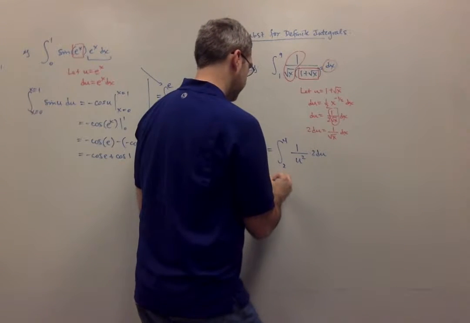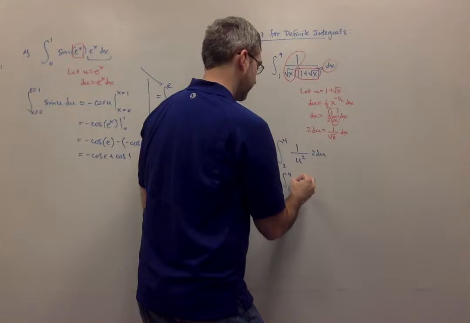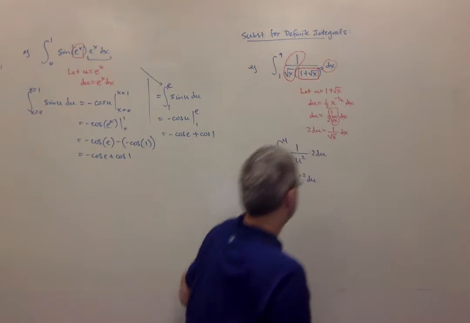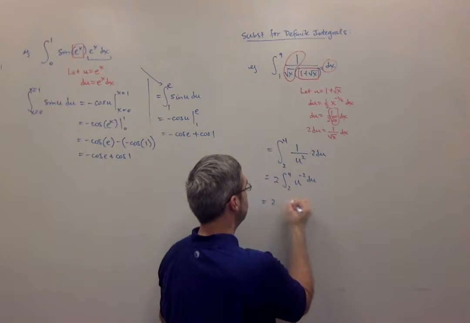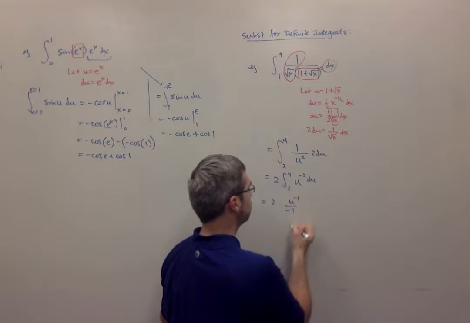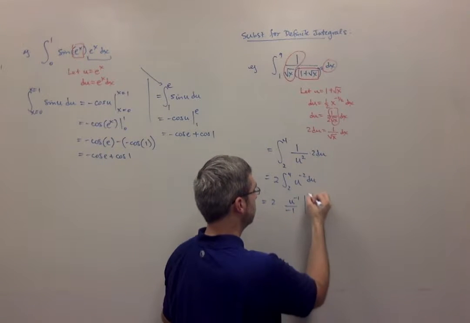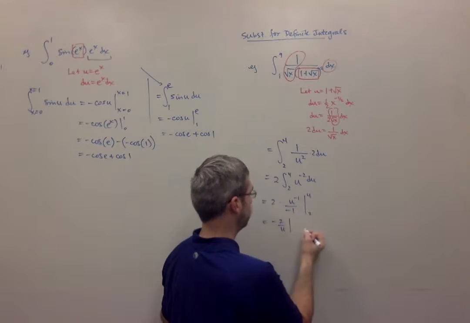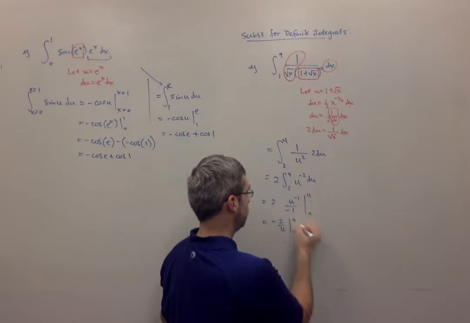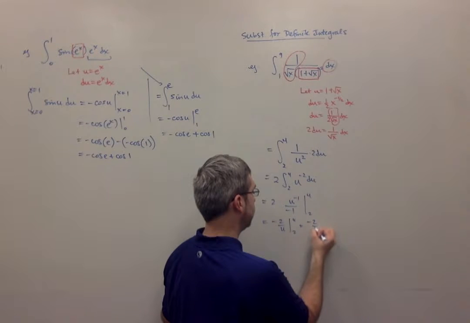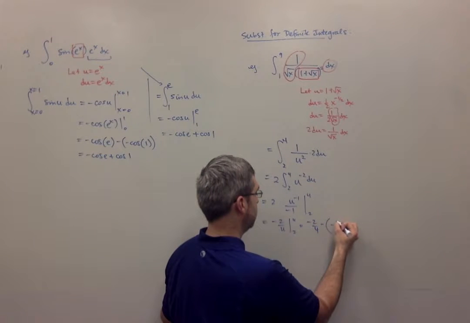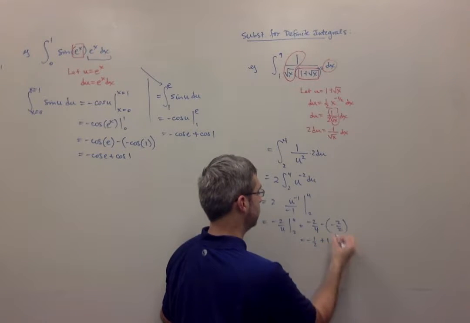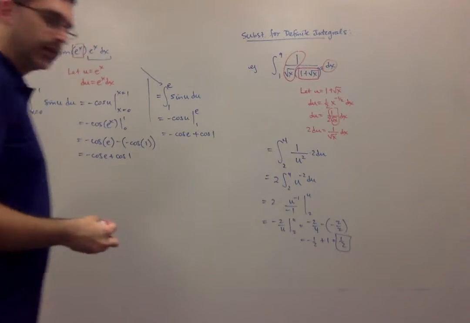Okay, so this is going to be 2, and then I've got u to the negative 2. So the antiderivative of u to the negative 2 is going to be u to the negative 1 over negative 1. In other words, it's going to be negative 2 over u. And we're going to plug in 4. So if I plug in 4, I get negative 2 over 4 minus plug into negative 2 over 2. So I've got negative 1/2 plus 1, which is 1/2. And that's my answer.